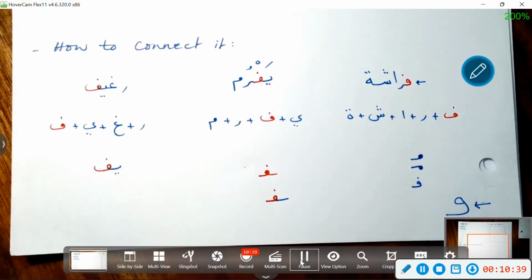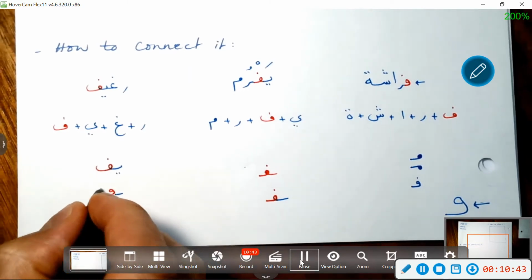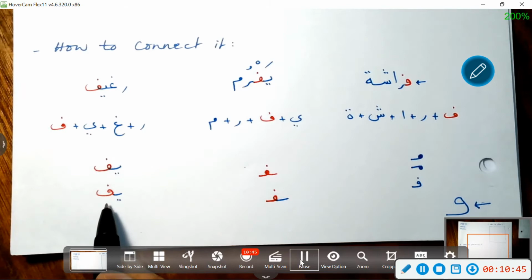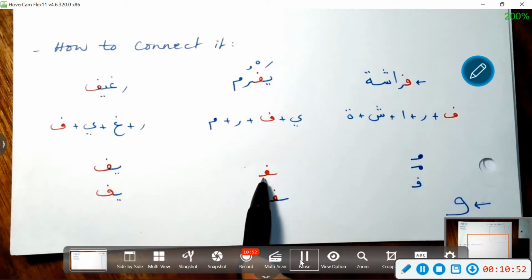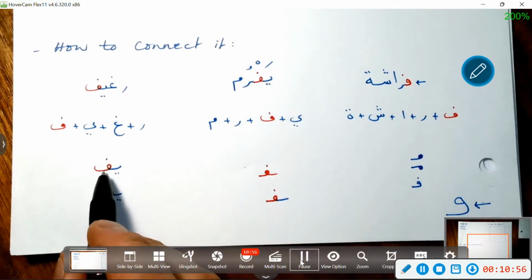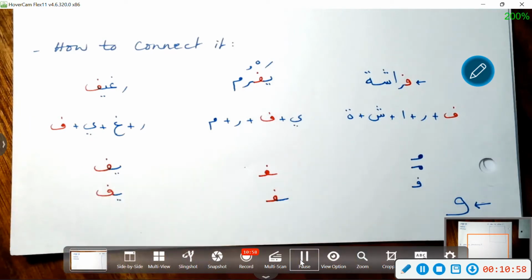You cannot do it like this. That's wrong. Like this. When it's drawn in the middle of the word or at the end of the word, it's drawn like this. At the beginning of the word, you have to have a neck, exactly like Qaaf.